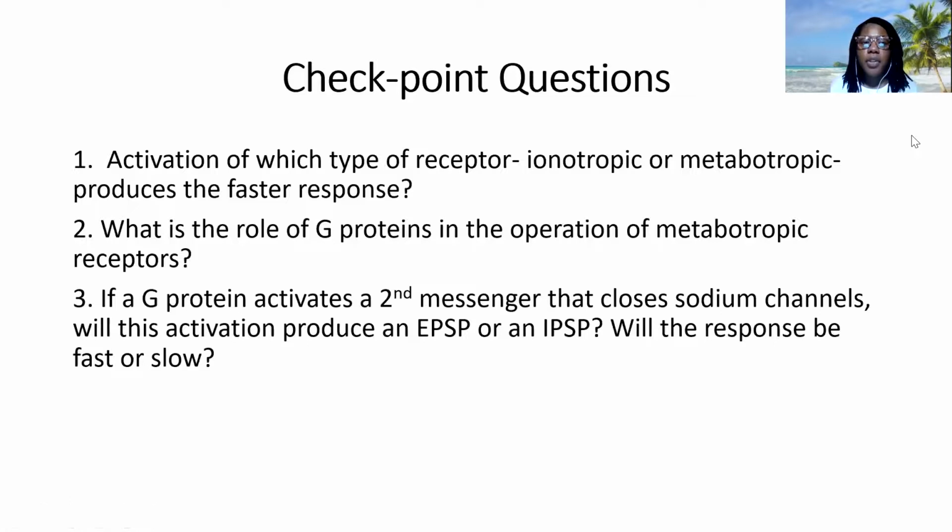And just to go a step further here, this is because the channel is the receptor. The channel is also the receptor. And so binding of that ligand, that neurotransmitter, to the receptor will immediately open up that molecule because it's the same exact structure. Excellent. Question 2, what is the role of G proteins in the operation of metabotropic receptors?